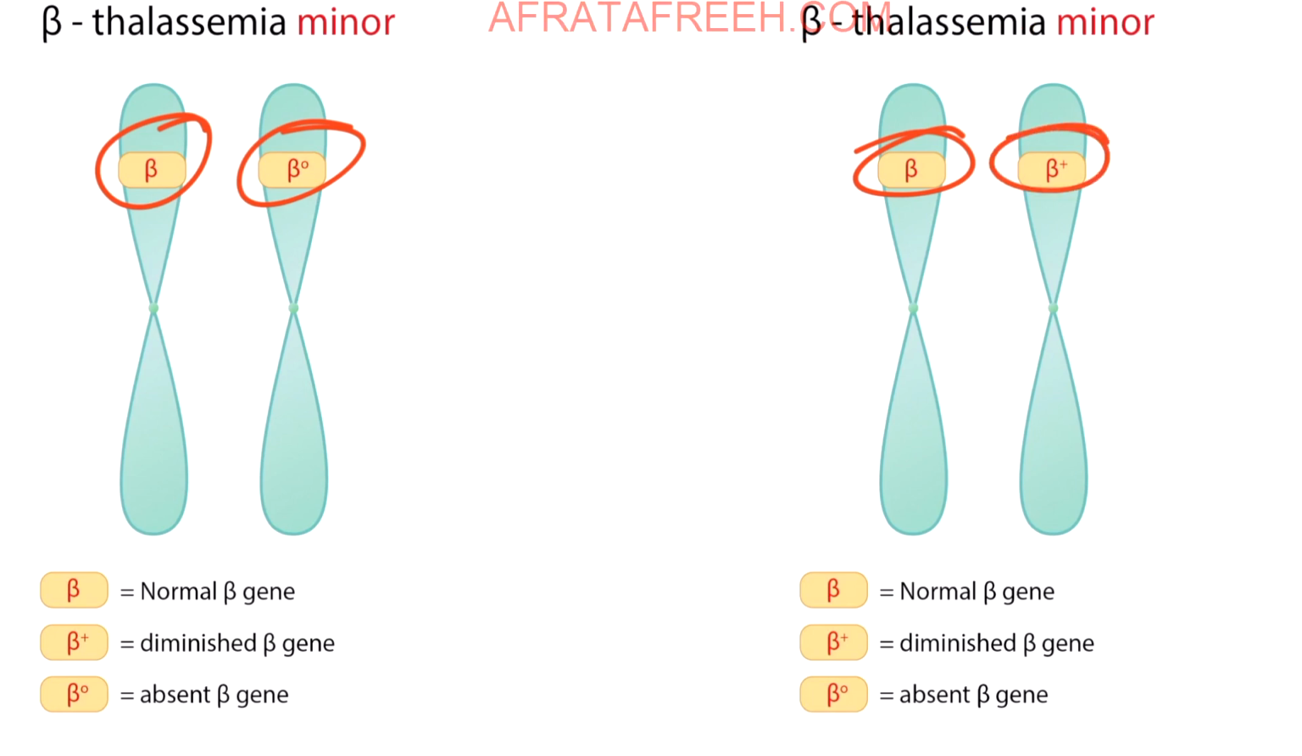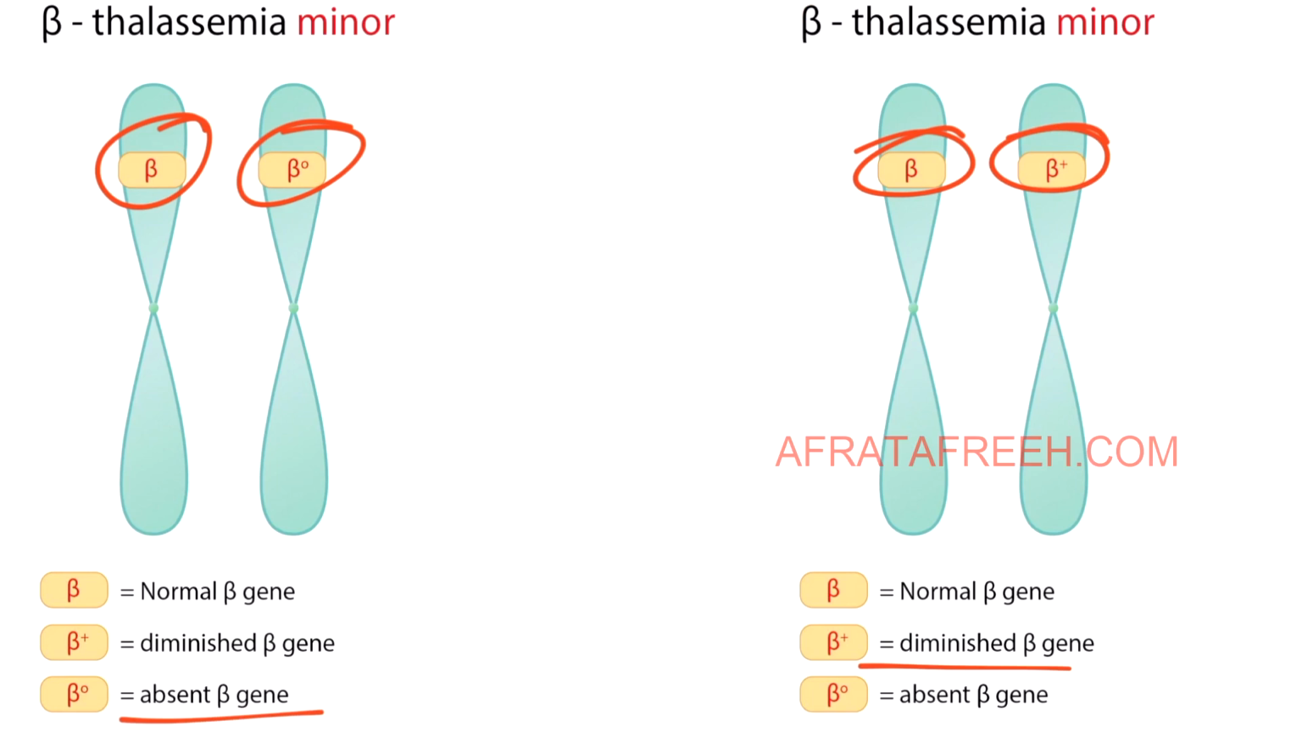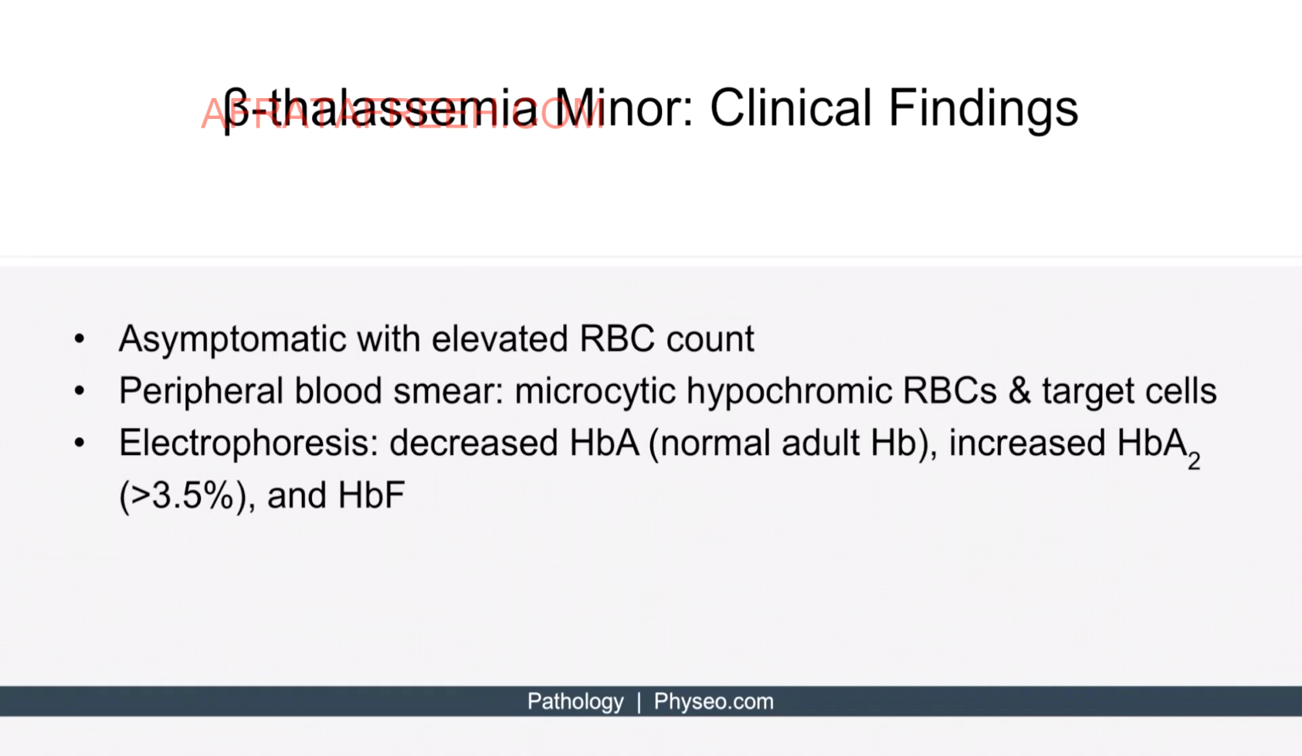So in one case, we have an absent beta gene, and in the other case, we have a diminished beta gene. Again, in both of these situations, there is 1 normal beta gene and 1 mutated beta gene, and both result in beta thalassemia minor. Beta thalassemia minor is usually asymptomatic with an elevated RBC count, and this is due to increased RBC divisions. Peripheral blood smear shows microcytic hyperchromic RBCs and target cells.